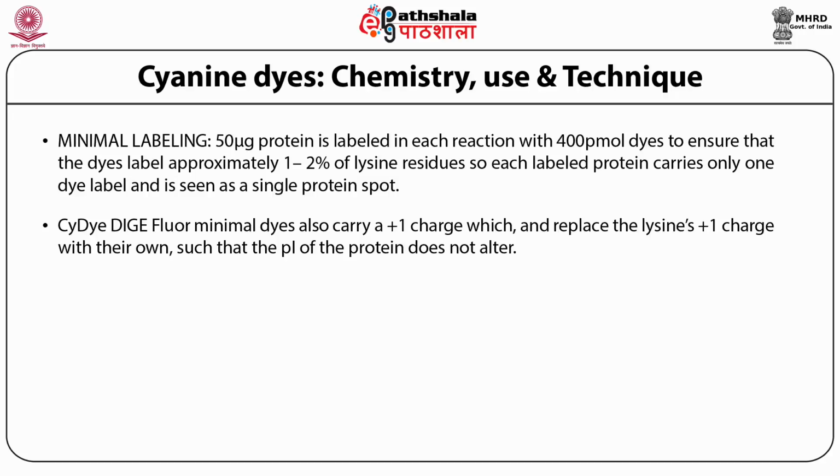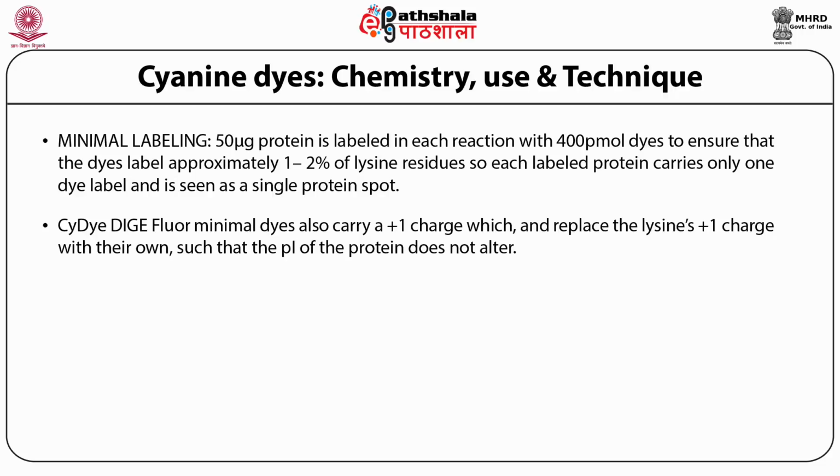The cyanine dyes, either the Cy2, Cy3 or the Cy5 with different absorption and emission spectra, are basically N-hydroxy succinimidyl ester derivatives that are covalently tagged to the epsilon amino group of lysine residues of proteins. This replaces the epsilon amino group positive charge with the positive charge of the dye. The binding of the dyes introduces a small but matched increase in the molecular weight of the protein.